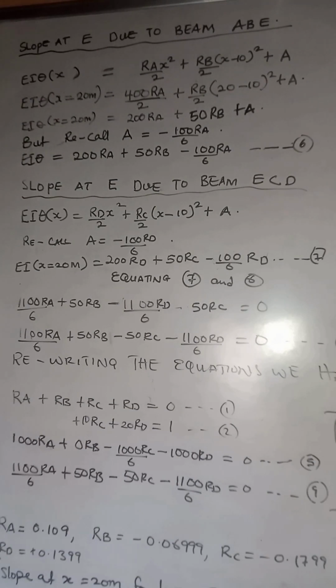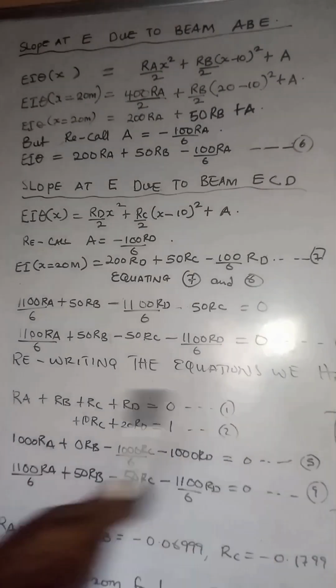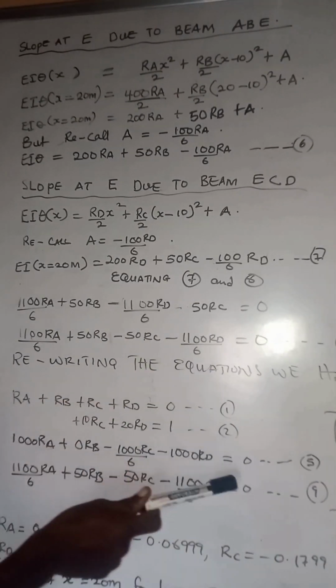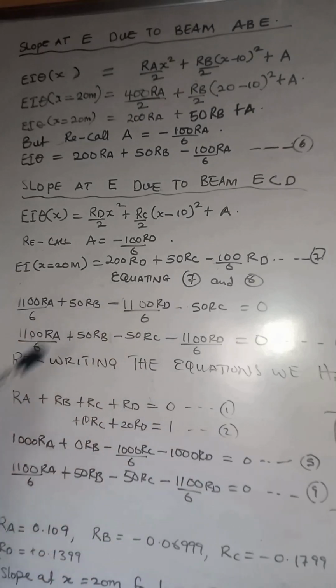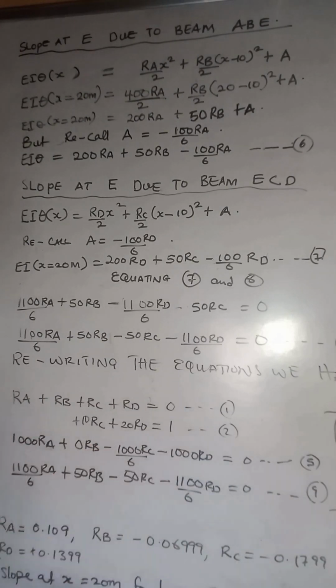Now we can see that we have four equations: equation 1, equation 2, and equation 5 on the other side of the board. The last equation, which is the equation of equilibrium for the slope, we've just gotten as equation 9. So we have four equations and four unknowns, 1, 2, 3, 4. So this system can be solved because we have four unknowns and four equations. So we'll solve for this.